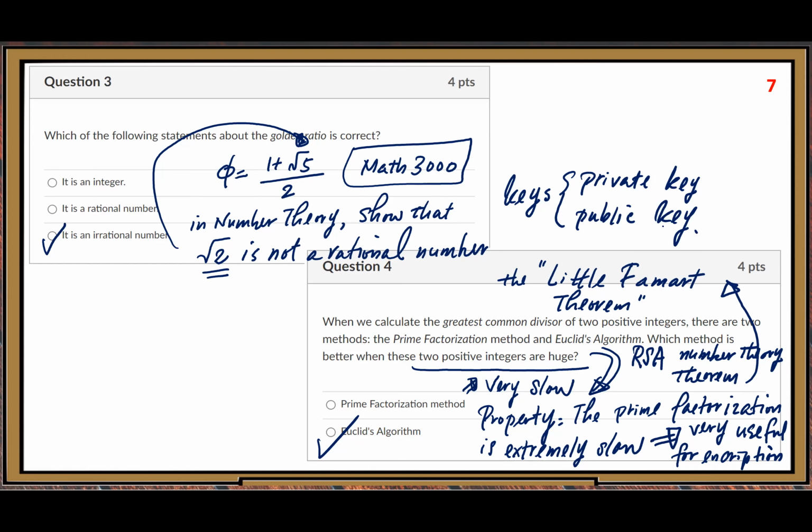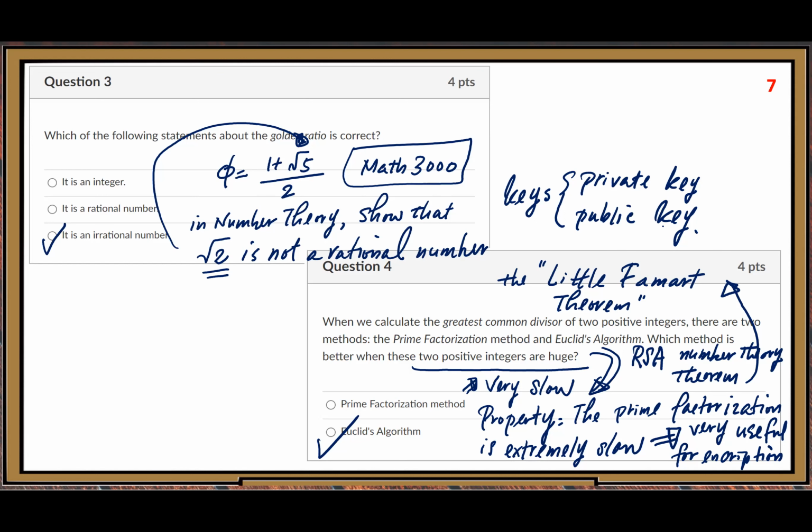The public key is provided to people, but the private key cannot be provided. So you have to deliver the private key in a secret way. But if you have that private key, then you apply the little Fermat's theorem, you can decompose a big integer quickly.